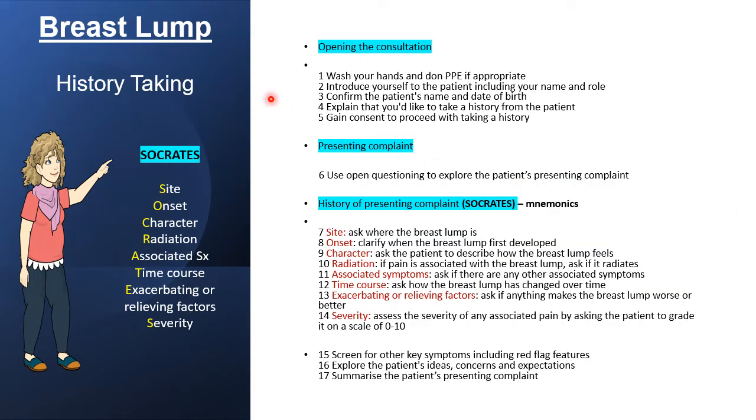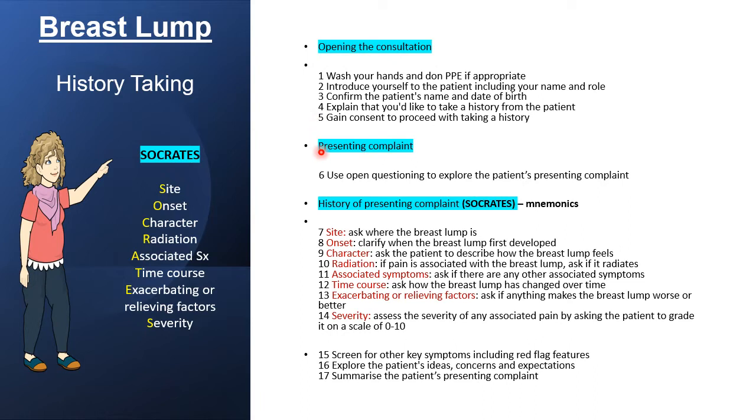Okay. Hope you have taken a good history from the patient. Now we come to some instructions, or go through some important points in taking history from a patient with a breast lump. First, the opening consultation and introduction, where you wash your hands, introduce yourself, confirm the patient's particulars, and explain to the patient that you would like to take a history from her. Gain the consent and proceed with the history taking.